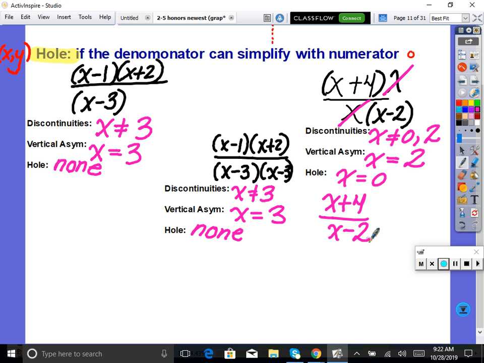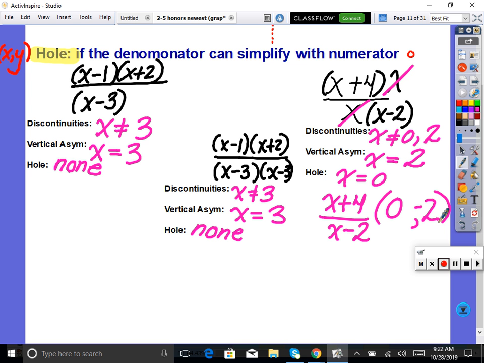All right, holes have to be written as xy points. So now I know the x is at 0. Now don't I plug in 0? You've got to plug it into this simplified function, which is x plus 4 over x minus 2. So that would be 4 over negative 2, which is negative 2. So I know exactly where the hole is at, 0 down 2 units. Does that make sense to everyone?